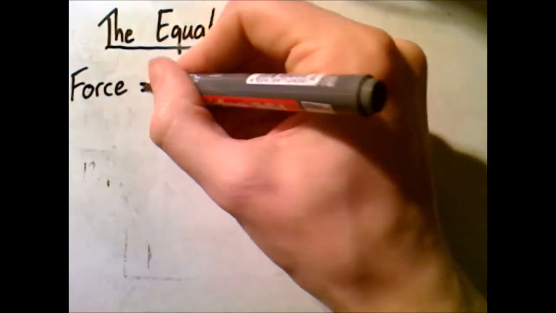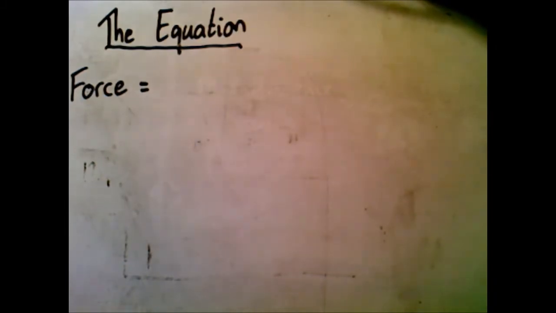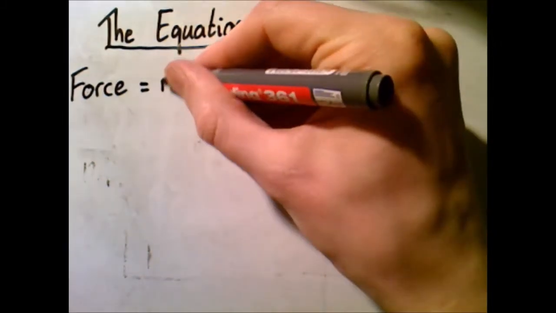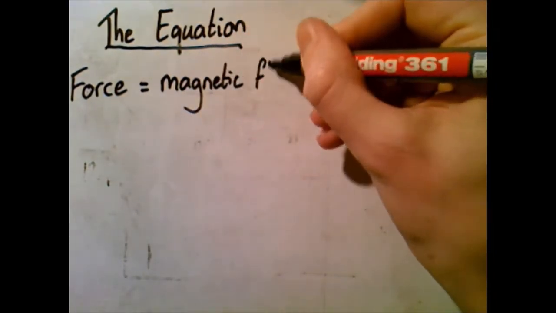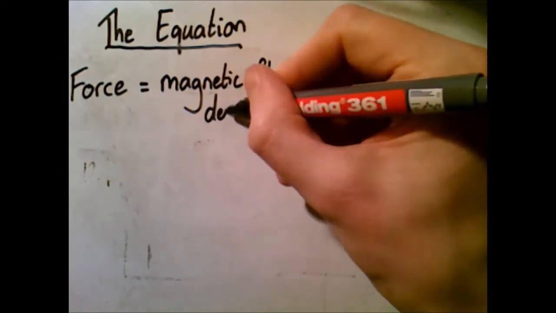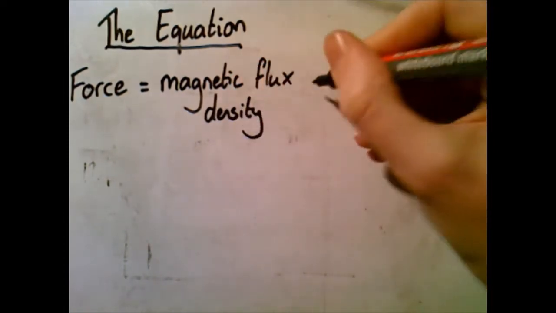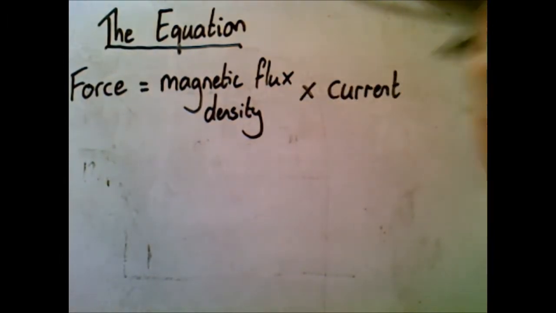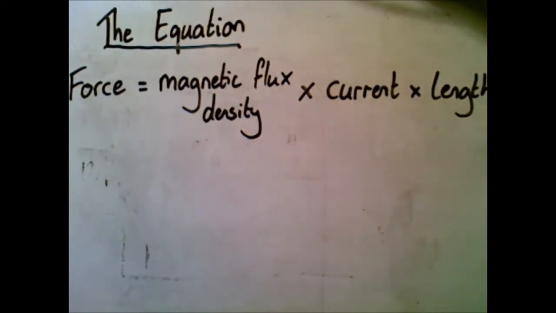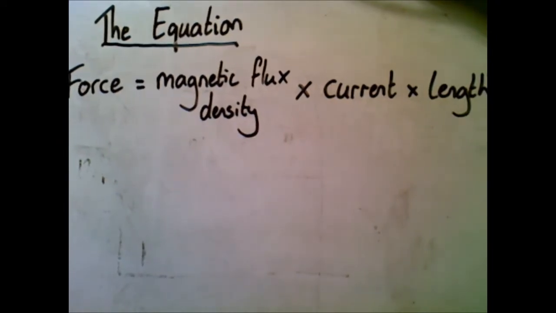So the force is equal to the magnetic field strength. Now we have a special name for the magnetic field strength. It's called the magnetic flux density. So when you see this term, magnetic flux density, it just means magnetic field strength. Multiplied by the current, multiplied by the length of the wire which is in the magnetic field. Okay, and just about fit that on the screen there. So force is magnetic flux density multiplied by current multiplied by the length of wire.